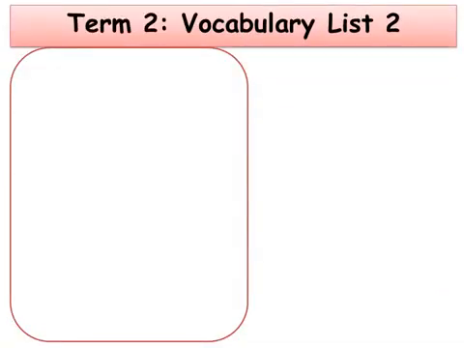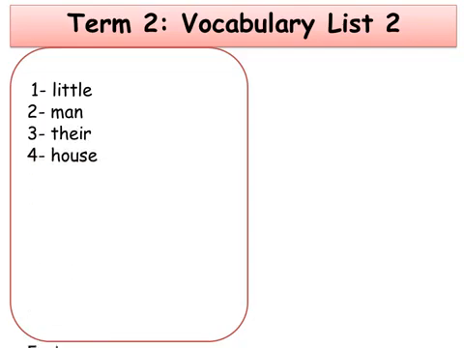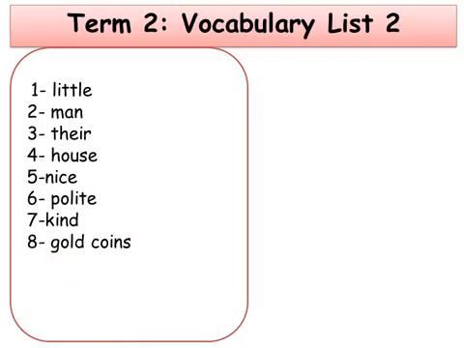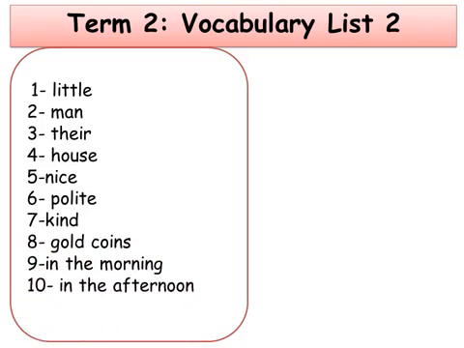And this is vocabulary list 2. Little man, their house, nice, polite, kind, gold coins, in the morning, in the afternoon. I want you to study this vocabulary list, okay?